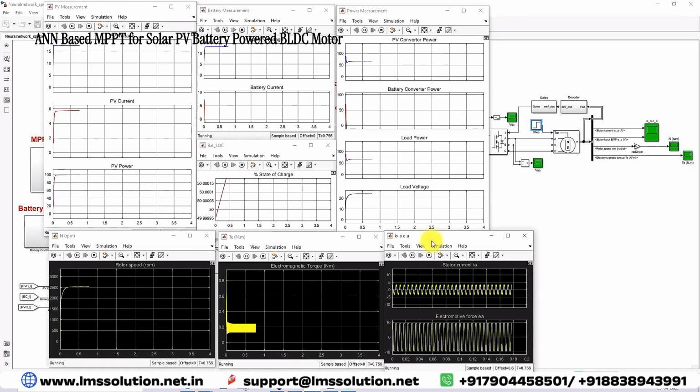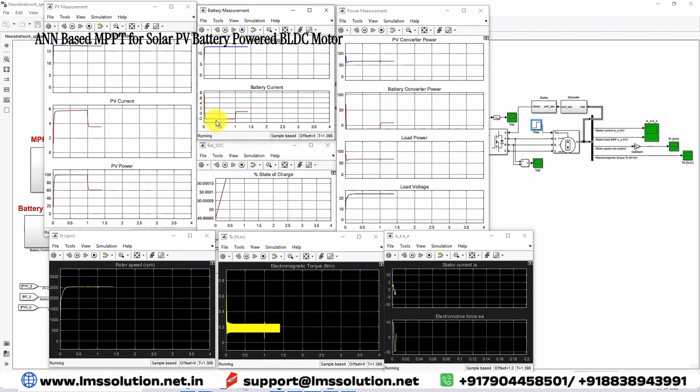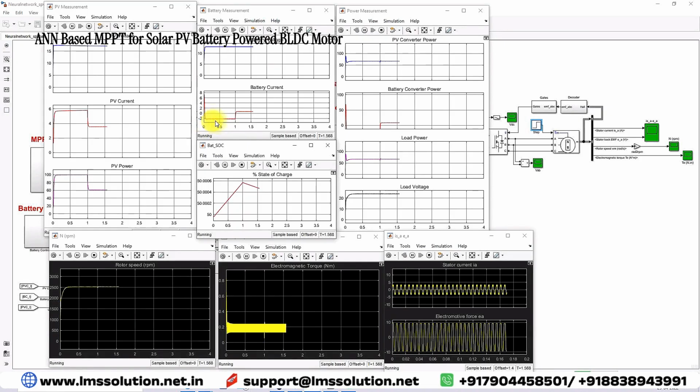Now we can see that at 1000 watts per meter square, the voltage is maintained at 70 volt on the PV side, and the PV current is maintained at 5.8 amps because we are using two panels in parallel. The single panel has a rating of 2.9 amps, and we are getting maximum power around 100 watts. Now we can see that the initial battery current is around -2 amps. During that 1000 watts per meter square condition, the battery is going for charging mode. So you can see the SOC of the battery keeps on charging from 50% to 50.006%.